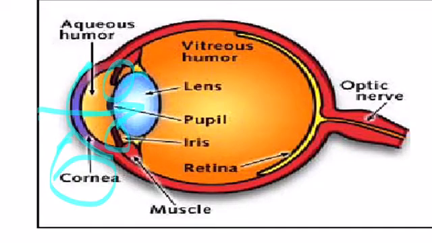Next part is the lens. Here you can see the lens. It is made of jelly-like transparent material and is a biconvex structure. It is present behind the pupil. The size and thickness of the lens change as per the distance of an object by the ciliary muscles. These are the ciliary muscles, as you can see.